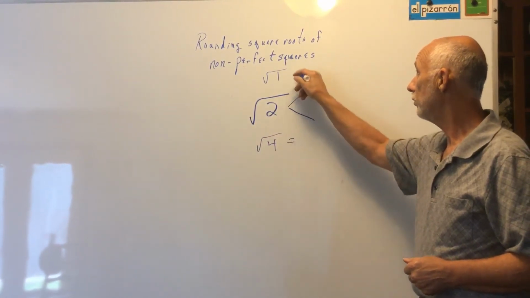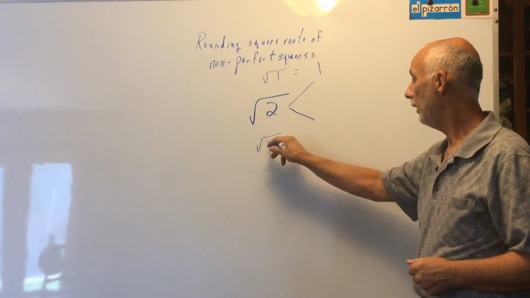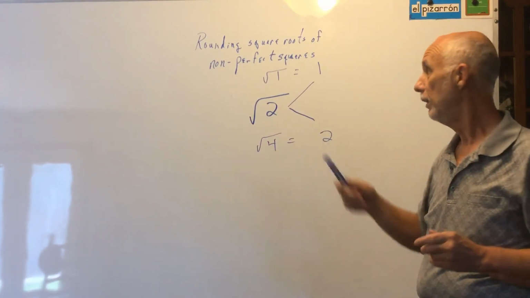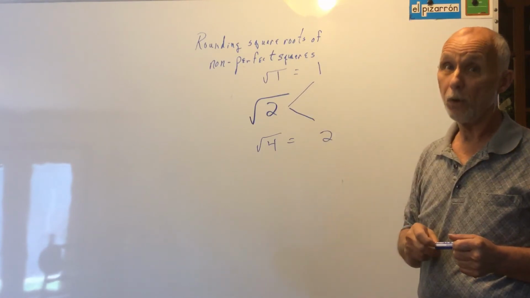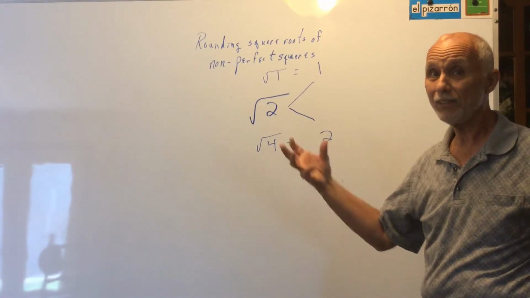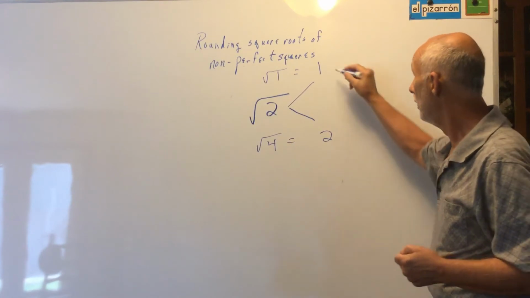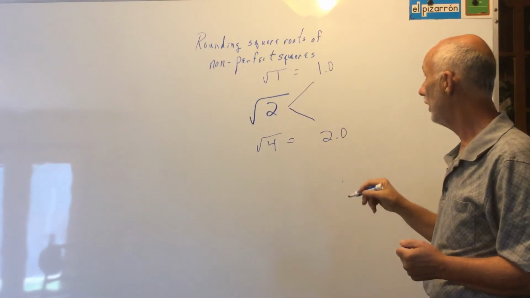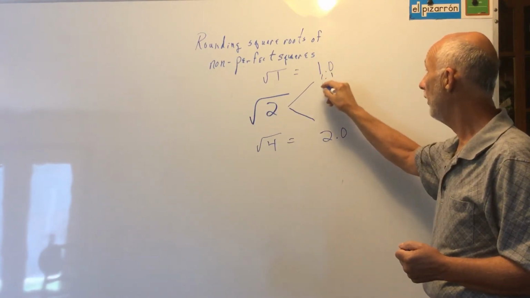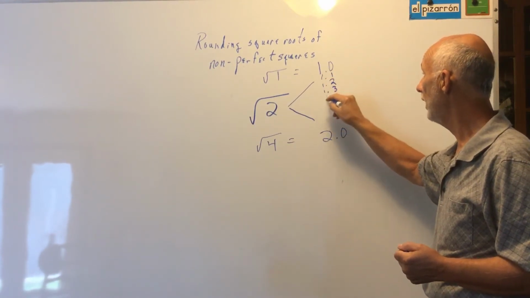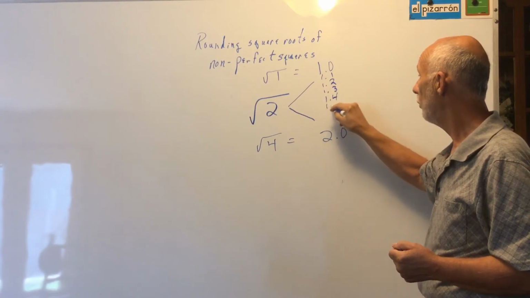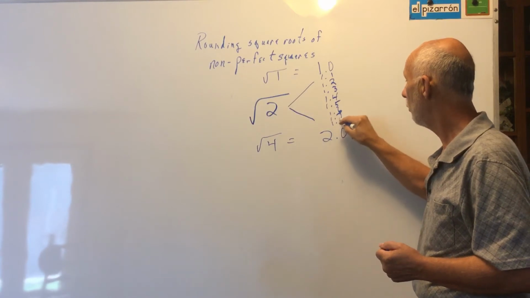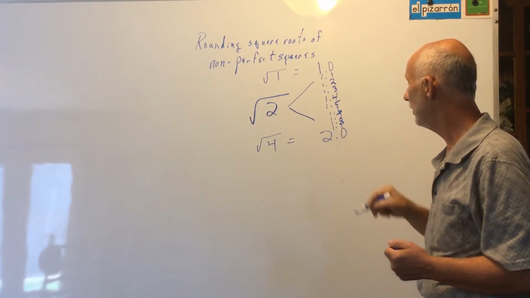By the way, doesn't the square root of 1 equal 1 and the square root of 4 equal 2? And you say, well, there's no numbers in between 1 and 2. No, there's no whole numbers in between 1 and 2. There's an infinite number of numbers between 1 and 2. This is like 1 and 0 tenths, this is like 2 and 0 tenths. So you have 1 and 1/10, 1 and 2/10, 1 and 3/10, 1 and 4/10, 1 and 5/10, 1 and 6/10, 1 and 7/10, 1 and 8/10, and 1 and 9/10.